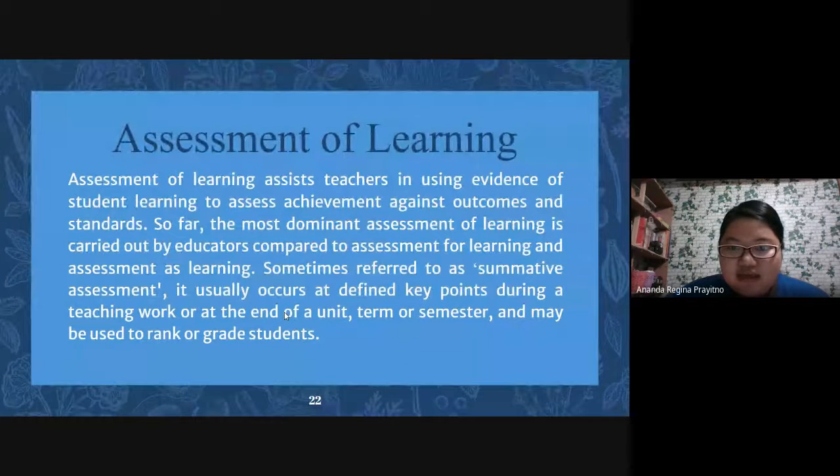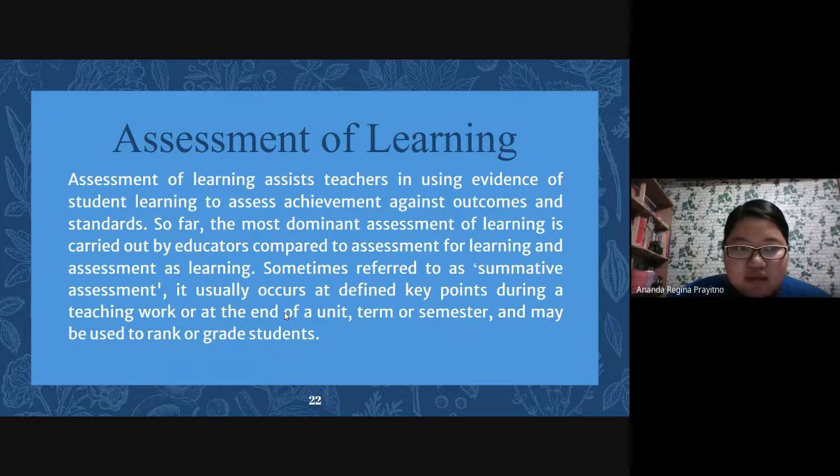assessment of learning. This is the third approach. Assessment of learning assists teachers in using evidence of student learning to assess achievement against outcomes and standards. So far, the most dominant assessment carried out by educators is assessment of learning compared to assessment for learning and assessment as learning. Sometimes referred to as summative assessment, it usually occurs at defined key points during a teacher's work or at the end of a unit, term, or semester, and may be used to rank or grade students.